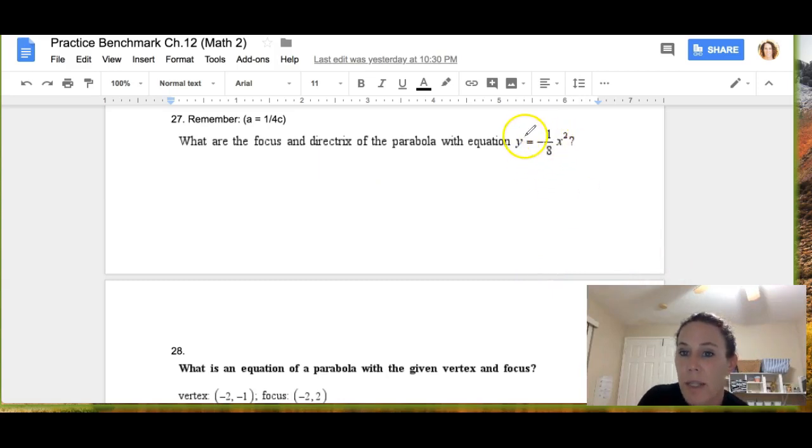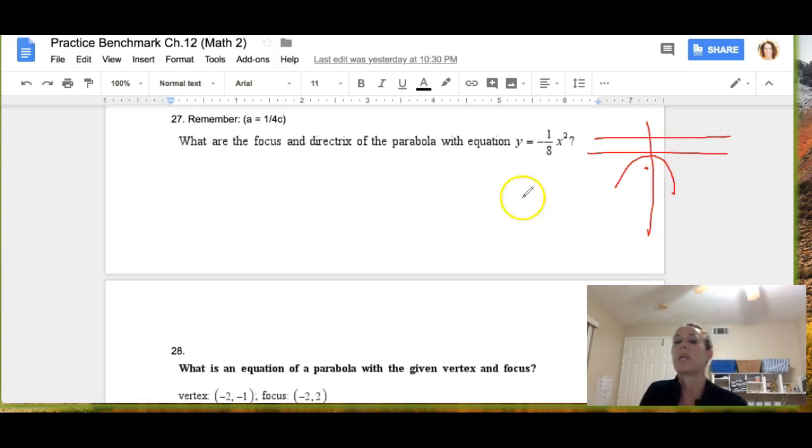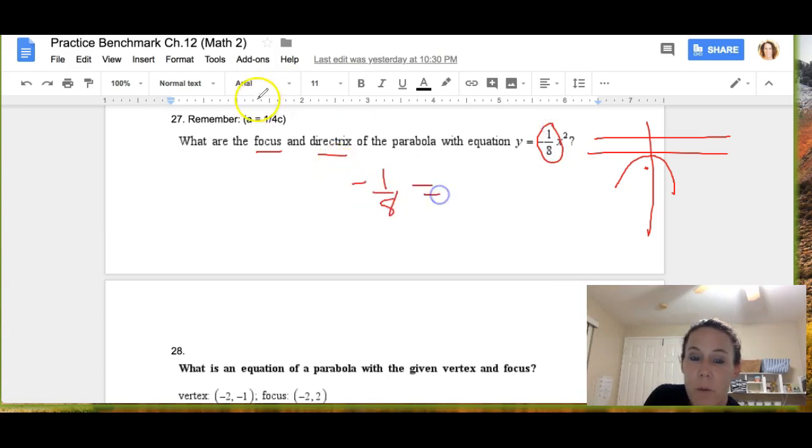So I'm looking at this, I know it's an up and down parabola because it's y equals x squared, and I know it's a sad face because it's negative. So my focus will be on this side, and my directrix will be on this side. It asked me for the focus and the directrix, and I know my a value is equal to 1 over 4c. Here's my a value. So negative 1/8 equals 1 over 4c. And I can figure out c just by solving.